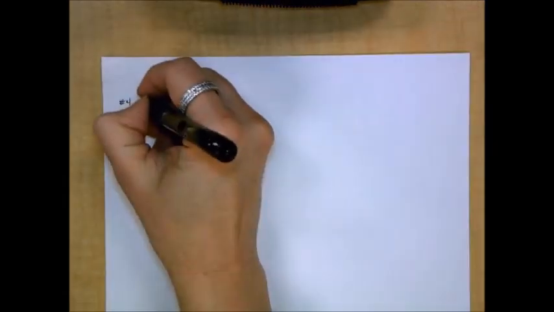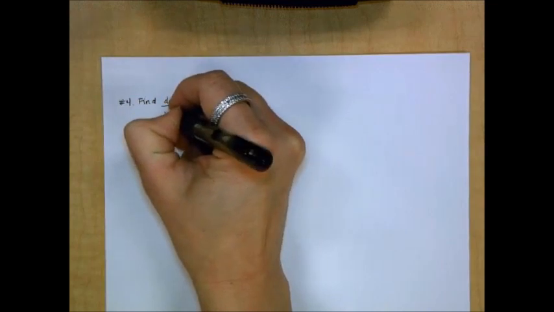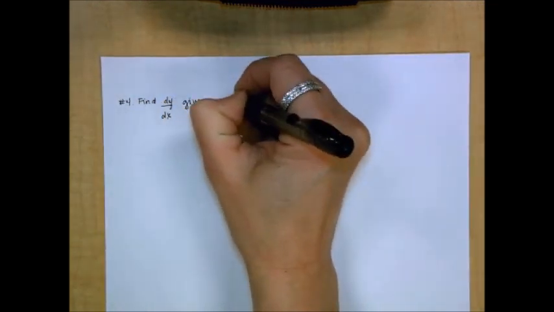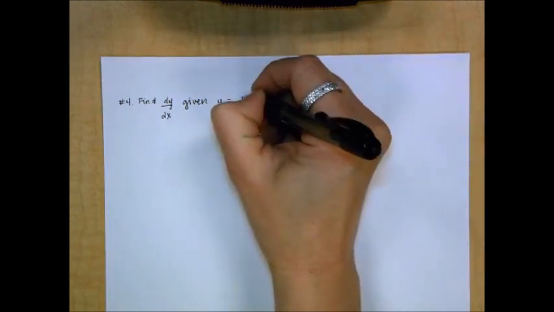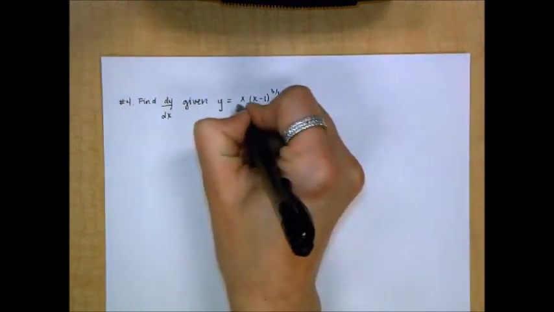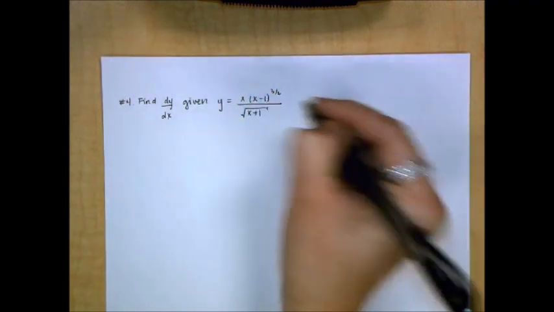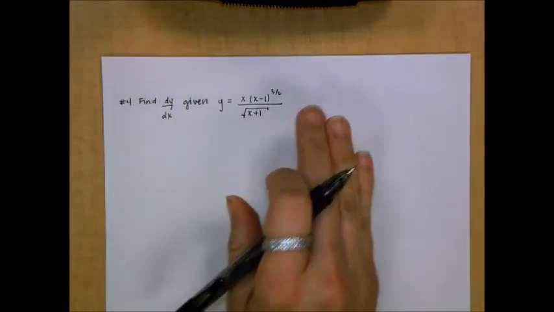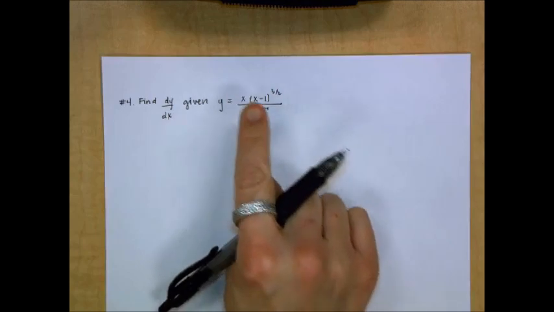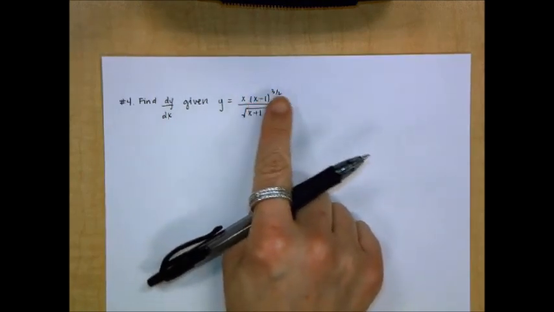So, taking a derivative, the function looks like this. You'll see it's quite a messy function. You have x times (x minus 1) to the power 3/2, a product with a fractional exponent, divided by the square root of x plus 1.